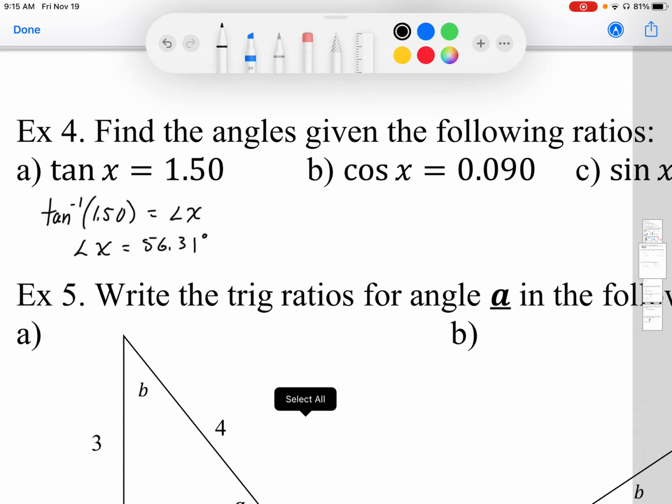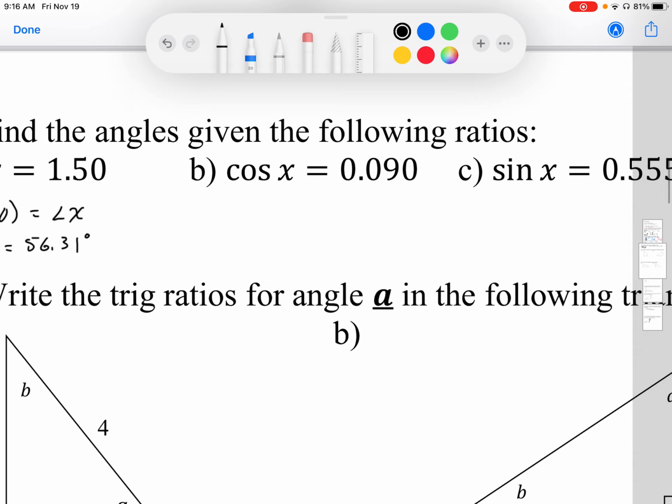And what that tells me is if I have an opposite to adjacent ratio of 1.5 or a slope of 1.5, the angle that's made is 56.31 degrees.